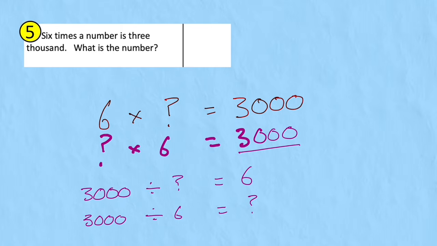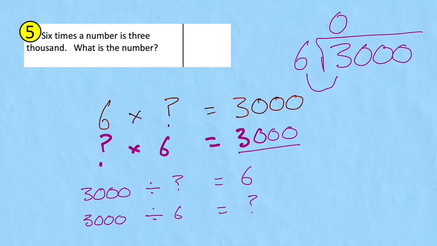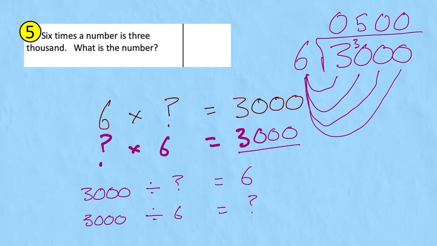So now I can actually start to solve it, and I can do 3,000 in a bus stop divided by 6. How many 6s in 3? 0, carry the 3 across. How many 6s in 30? There are 5. How many 6s in 0? 0. How many 6s in 0? 0. So my answer, 500.